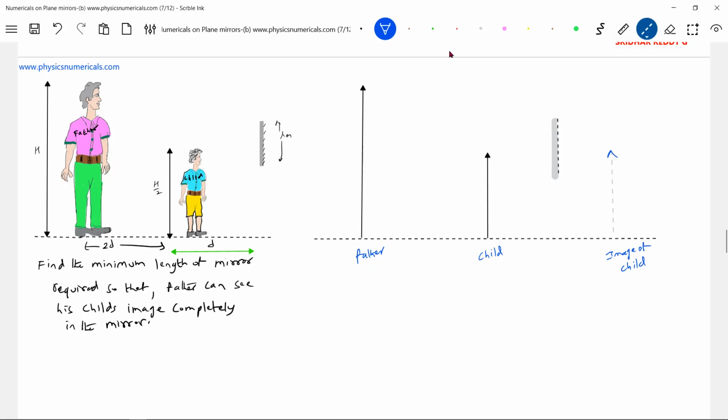So again, what was our earlier approach like? The rays emitted by the foot of the child after reflection should enter into the eye. The rays emitted by the head of the child after reflection should enter into the eye. Then definitely what you can say is that the father is able to see the complete image of the child in the mirror. So now instead of working in this diagram, a lot of mess, we will take help of the image of child. These rays are reflected rays, so they should diverge from the image.